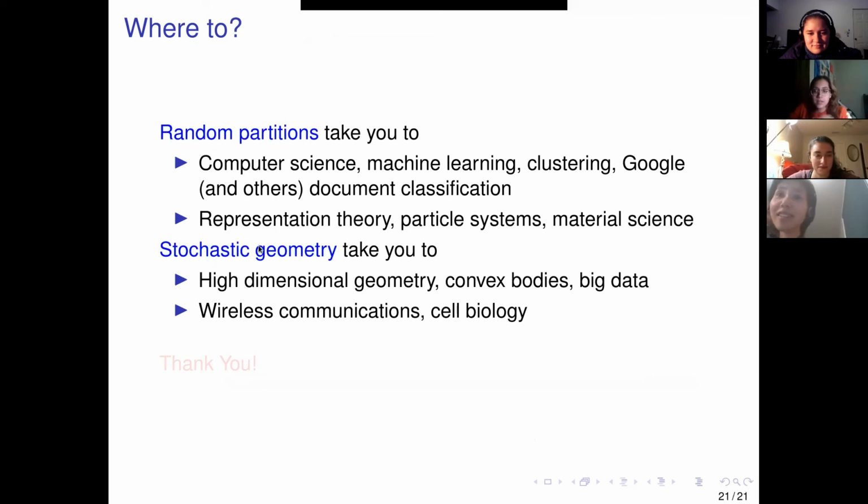So if you like this, I should say random partitions have a lot of applications in computer science, machine learning, and so on. I've mentioned a bit about representation theory, about stochastic geometry, high dimensional big data, which is data points in high dimension. There are works here at UT applying this stuff to wireless communications, so electrical engineering, a lot of folks work on that. Cell biology, yeah, there are lots of applications. So I hope this should inspire you to do more classes.